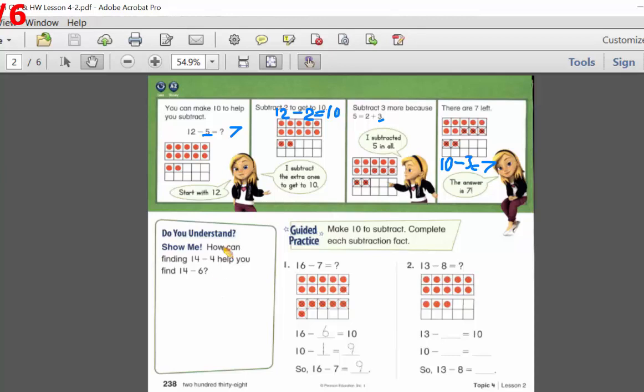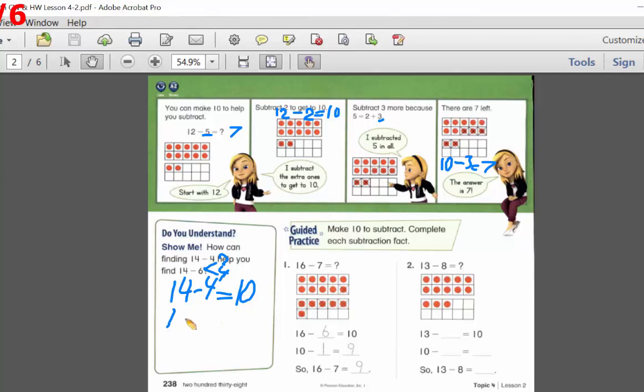Okay. How can you find 14 minus 6? Can 14 minus 4 help you? Yes. I know that 14 minus 4 equals 10. Then I will subtract 2 more because I break 6 into 2 parts. One part is 2 and the other part is 4. So 14 minus 4 equals 10.